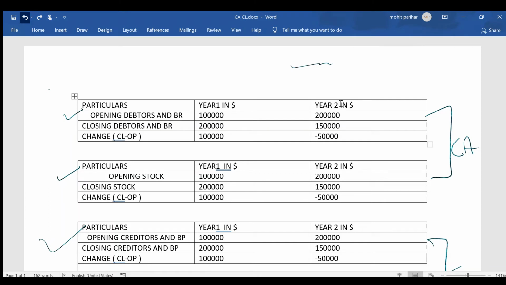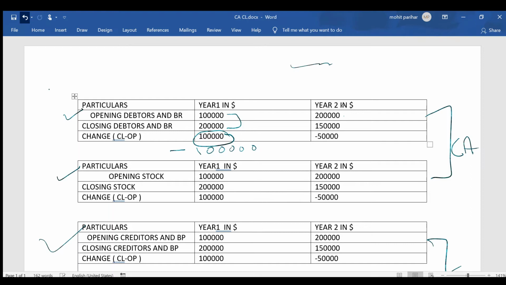Debtors and bills receivable are the people from whom you have not received money. In year one, you can see that at the start of the year we have not received $1 lakh from the people, and at the end of the year the amount you have not received increased by 1 lakh to $2 lakh. This means we have not received an extra $1 lakh, and therefore there is a cash outflow of $1 lakh.